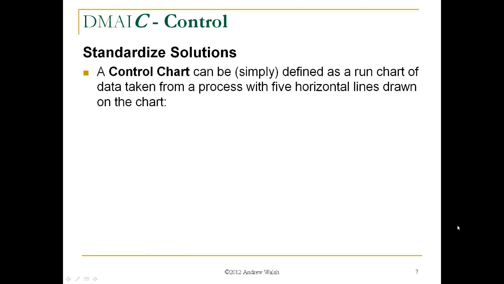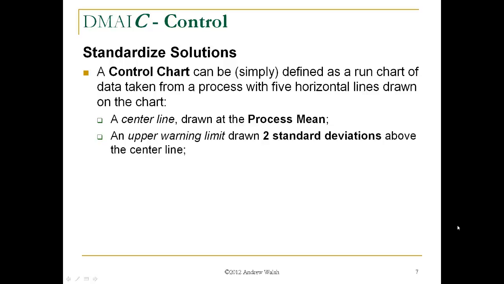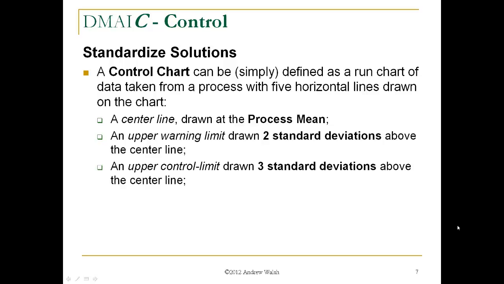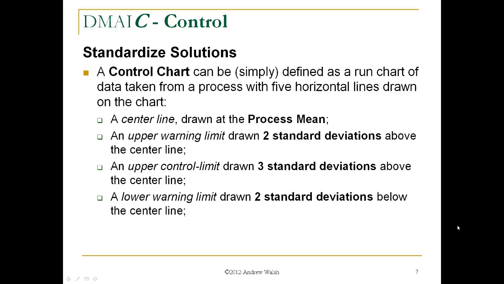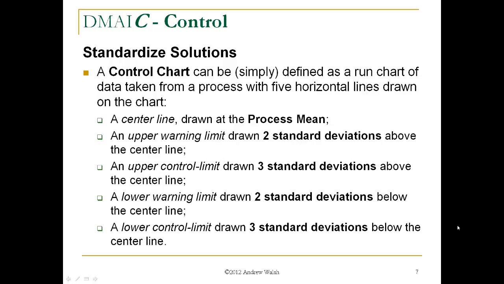A control chart can be simply defined as a run chart of data taken from a process with 5 horizontal lines drawn on the chart. The center line is drawn at the process mean, or the average from the process. An upper warning limit drawn at 2 standard deviations above the center line. An upper control limit drawn 3 standard deviations above the center line. And a lower warning limit drawn 2 standard deviations below. And a lower control limit drawn 3 standard deviations below.